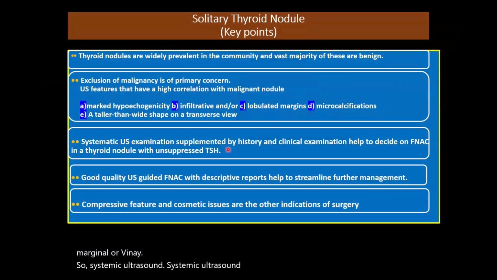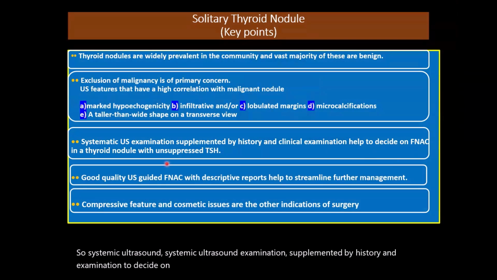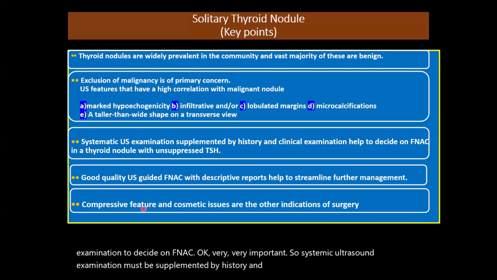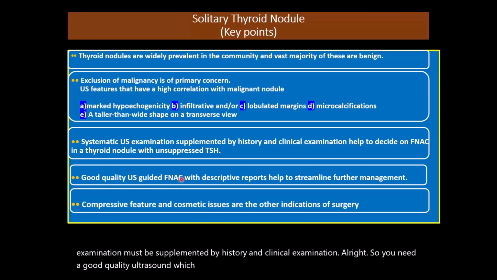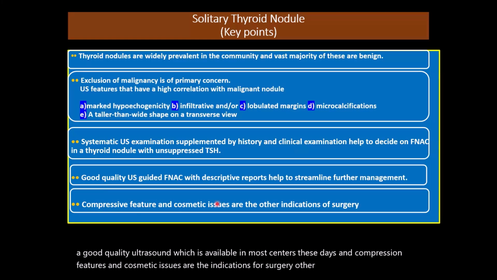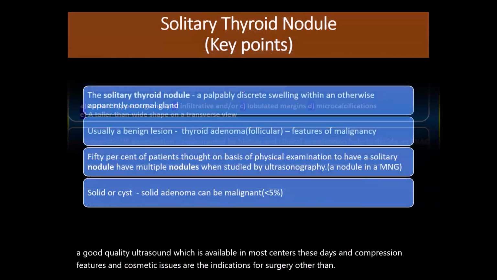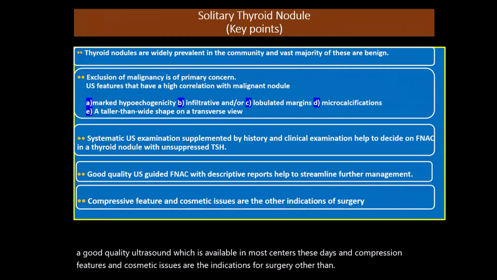So systematic ultrasound examination supplemented by history and examination to decide on FNAC. Okay, very important. So systematic ultrasound examination must be supplemented by history and clinical examination. All right. So you need a good quality ultrasound, which is available in most centers these days. Compression features and cosmetic issues are the indications for surgery, other than malignancy. Okay, thank you.